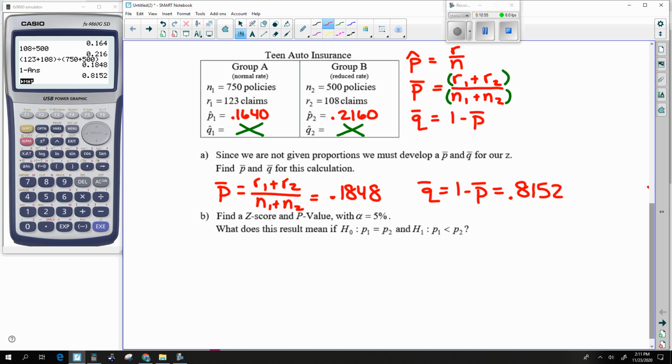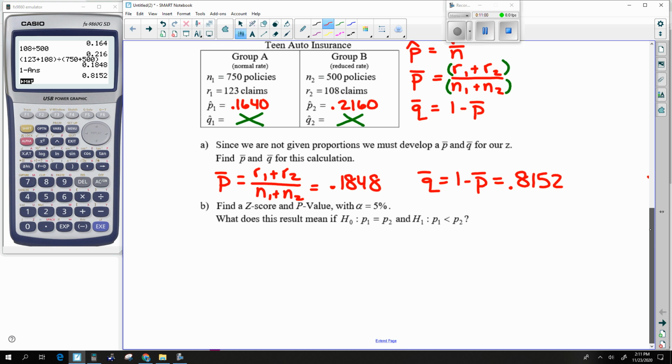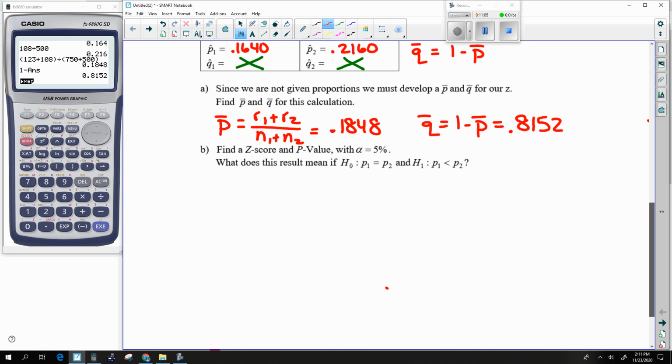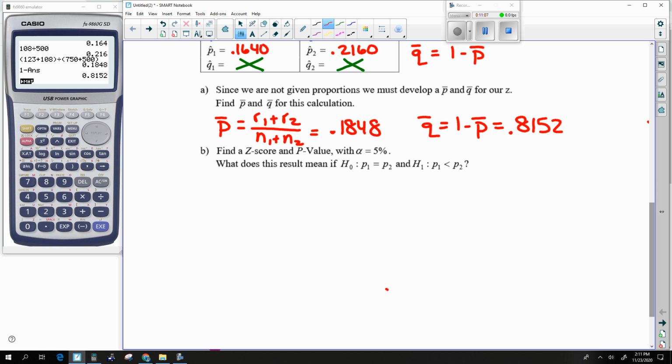A few different things are going to go on here. First is the z-score, and that z-score is going to lead you into the p-value. The z-score in this situation is kind of a big one. So it's p bar q bar divided by n1 plus p bar q bar divided by n2, square rooted, as the denominator of p hat 1 minus p hat 2. I'm sorry.